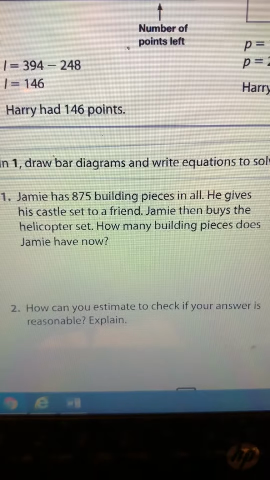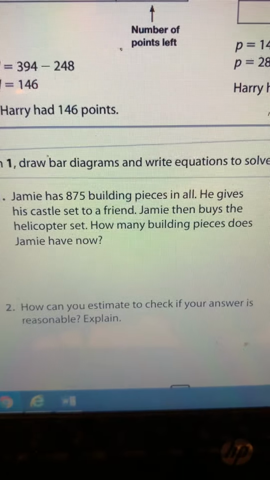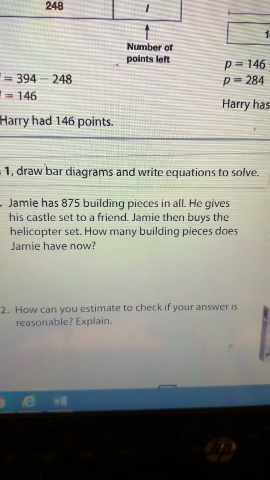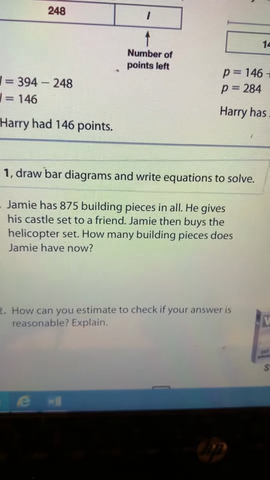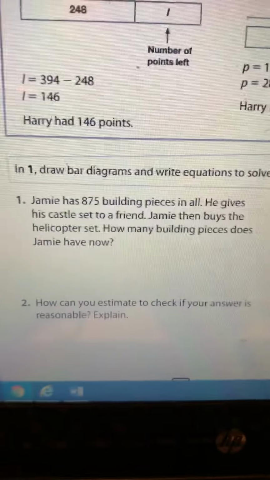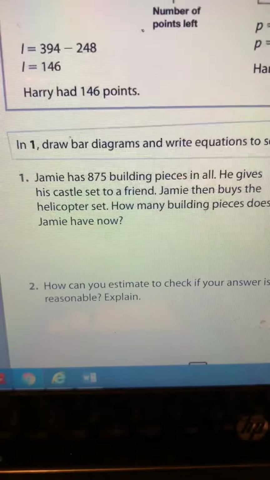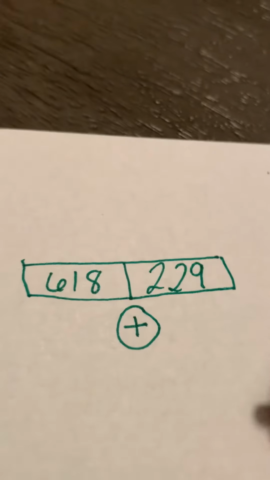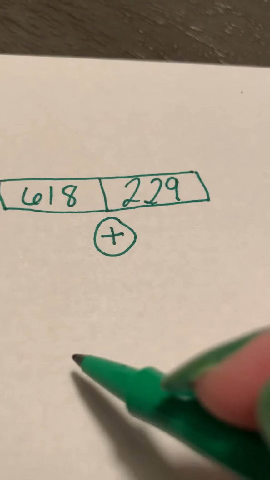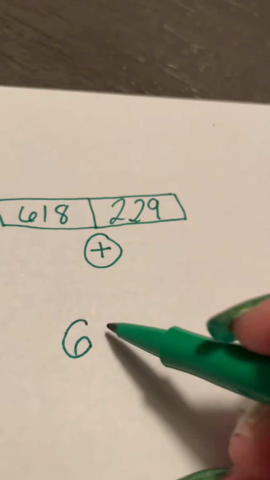Okay, so let's look at the next sentence. How many building pieces does Jamie have now? So it's saying have now. How many does he have now at this moment? He bought the helicopter set after he gave his friend his castle set. So now we have to do what we just said. We have to add. We have to add these two numbers together. So we're going to go ahead and add them together.